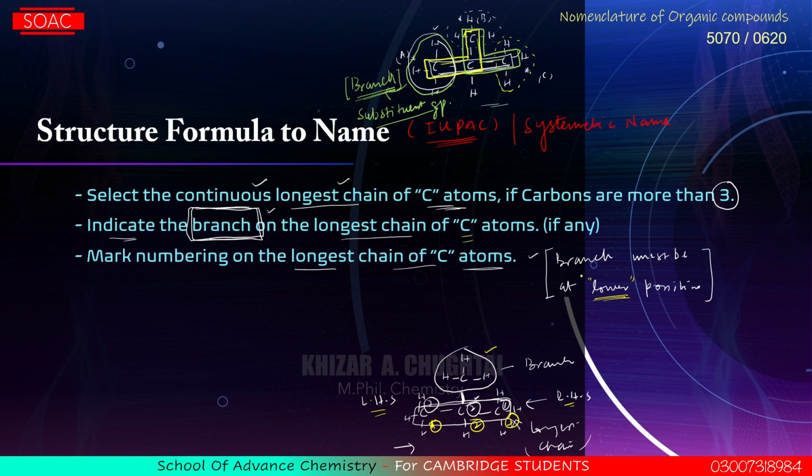I mean, that side is preferred. Numbering will start from that side where the branch is closer. The next thing is to write the name in this order. Finally, if you have marked the branch, marked the numbers, and allocated the longest chain as well.